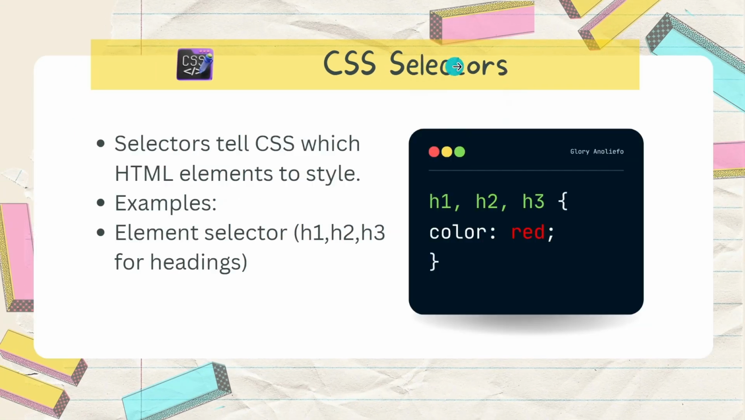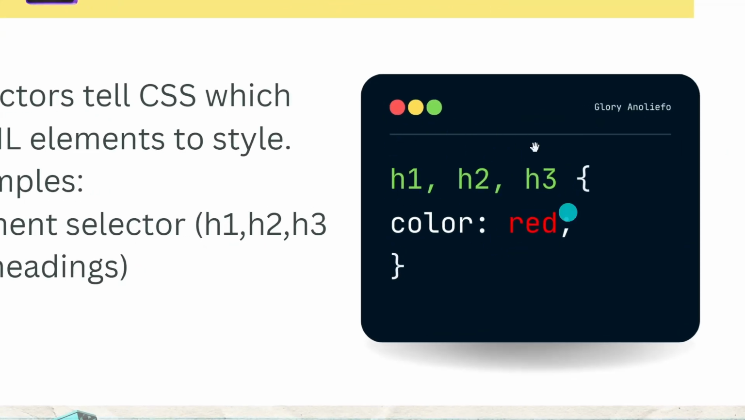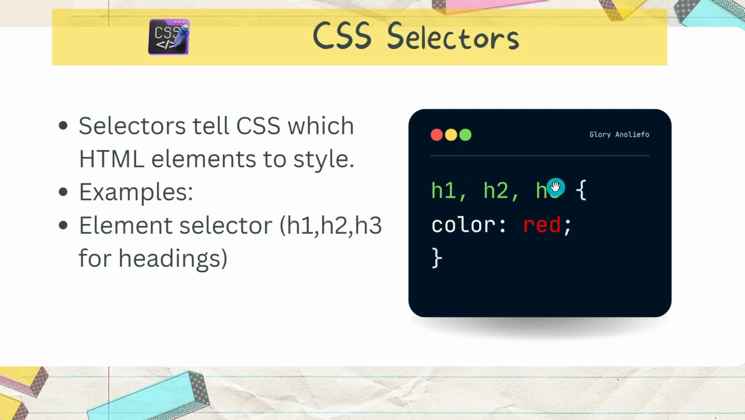So let's look at CSS selectors. CSS selectors tell CSS which HTML element to style. Some common selectors are element selector, class selector, and ID selectors, all of which you're going to see in a bit. In this example right here, we have the element selector. You notice how the heading elements here are being styled. Inside of our declaration block, we have the color property set to a value of red. That means whatever heading is selected on your web page, the color will be displayed in red.